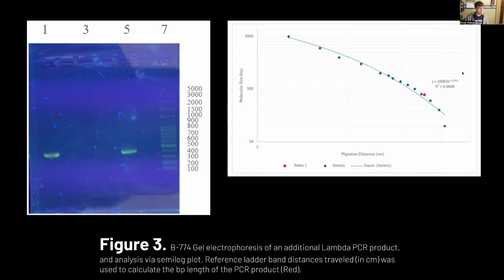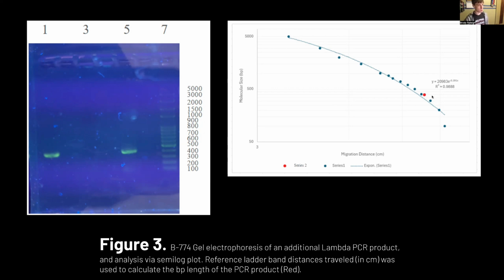And then what we were left with was this gel over here. Well, we also ran 5 microliters of our PCR product with 3 microliters of dye to get that gel. Ran that at 125 volts for 30 minutes. And so we got this gel and we got the semi-log plot.